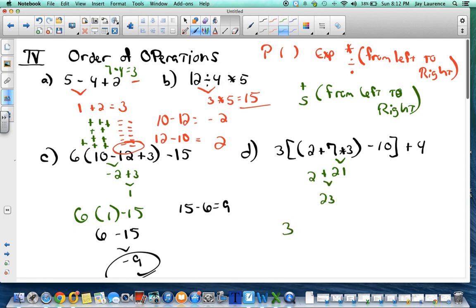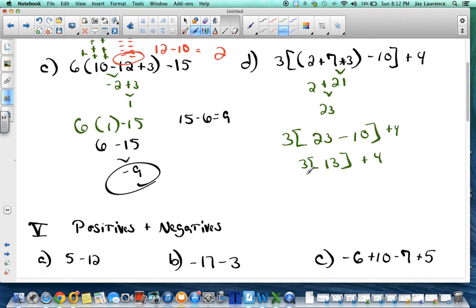So now my problem looks like 3, and then there's a 23 where the parentheses are, minus 10, and a plus 4. So I come back inside and I go 23 minus 10 would be 13, and plus 4. Okay, and so 3 times 13 is 39 plus 4, and that's going to be 43. Yeah, there we go. 43 is my answer.